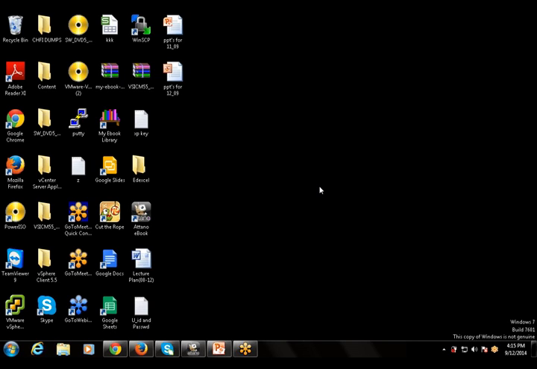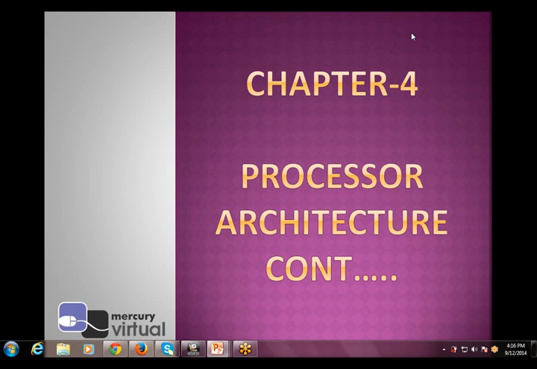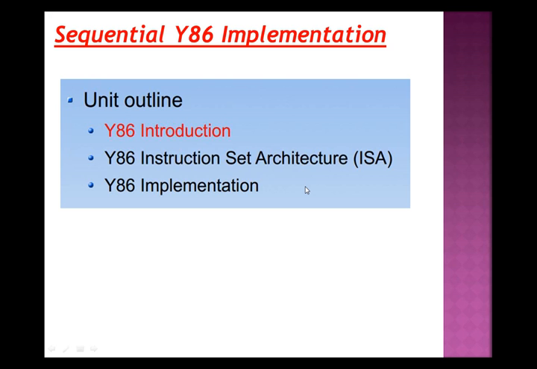But before that, let's take a quick review of the previous class, that is yesterday's class, what we have covered in the last class. In the last class, we discussed the sequential Y86 implementation, that is how Y86 is implemented in the computer architecture.